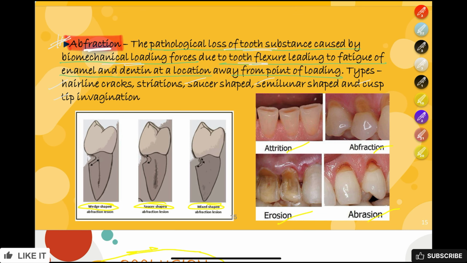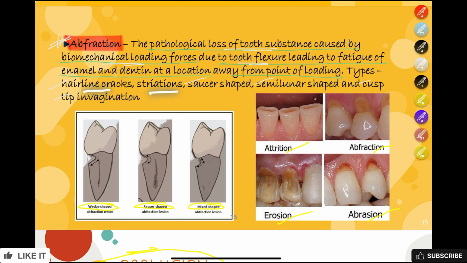Next is the abfraction. Abfraction is the pathological loss of tooth substance caused by biomechanical loading forces due to tooth flexure, leading to fatigue of enamel and dentine at a location away from the point of loading. So we can see an abfraction lesion. There are 3 types: wedge shaped, wedge is a tent shape like structure. Next is the saucer shaped, it's curved, and third is the mix shape, like it's not saucer and it's not tent. So wedge shaped abfraction, saucer shaped abfraction, and mix shaped abfraction.